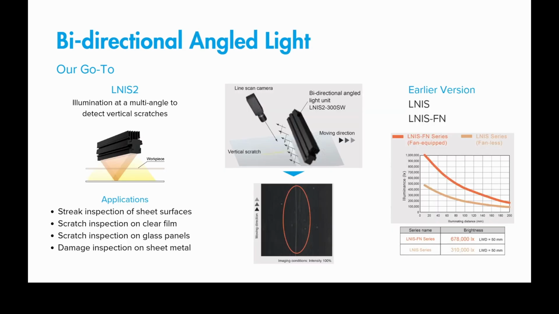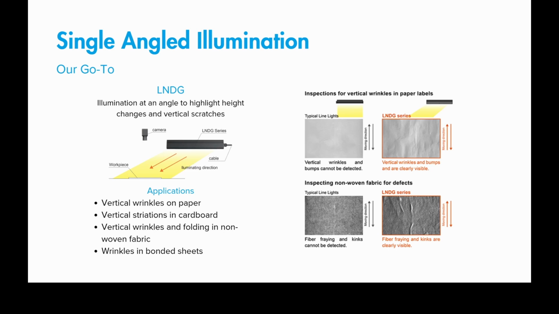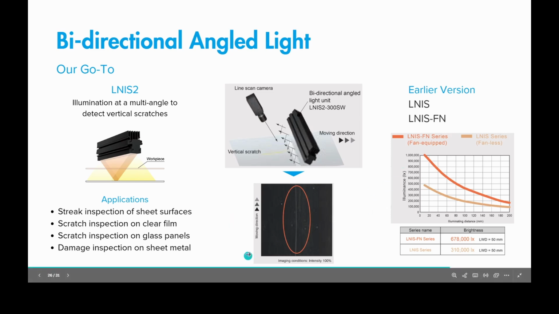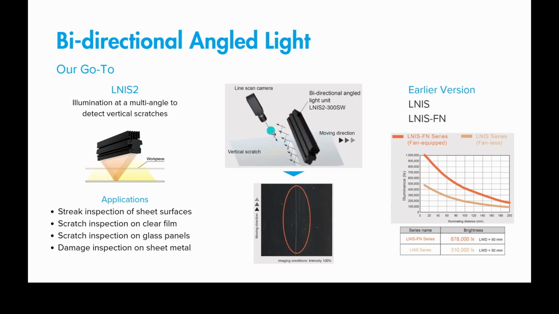When you have the bidirectional angled light, that is essentially taking the light and having it come from both sides. So it's essentially if you were to take two of the LNDGs and place them opposite each other and combine them into one, you get the LNIS2. So this works great for streak inspections of sheet surfaces, clear films, glass, similar technology, but just coming from both directions. And then it's in line with the moving direction of your camera. The way this one is set up is it's more in line with the camera instead of off to the side like the LNDG was.